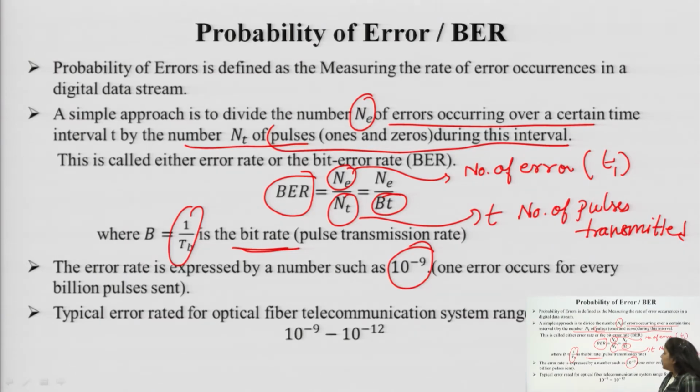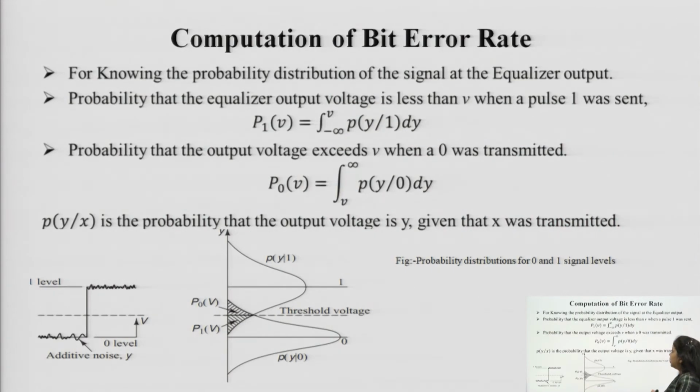In an optical fiber communication system, what will be the rate of a typical error? It is 10 to the power of minus 9 to 10 to the power of minus 12. This is the normal range of error, that is our BER. Now, here we are going to compute, but before that, a little bit about the bit error rate. Whenever we talk about the bit error rate, we are talking about the digital system here.